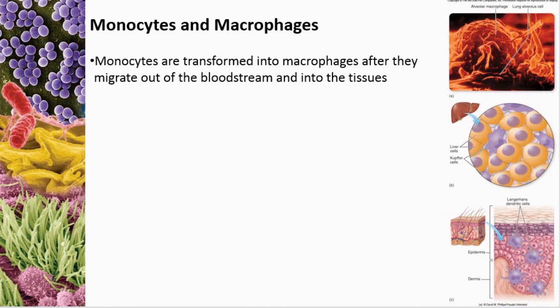So as we said earlier, monocytes are transformed into macrophages after they migrate out of the bloodstream and into the tissues. They can be dendritic cells or Kupffer cells, which is actually what this is showing. They call these Langerhans dendritic cells, or what we usually just call dendritic cells. They're called dendritic cells because they have little dendrites, which are branches off of them. Kupffer cells are resident macrophages in the liver. So these monocytes end up becoming resident tissue cells.